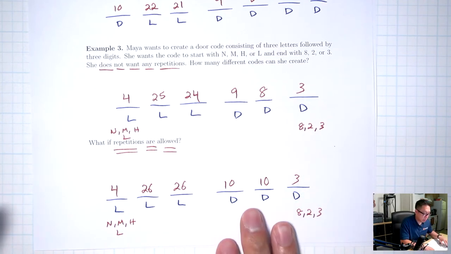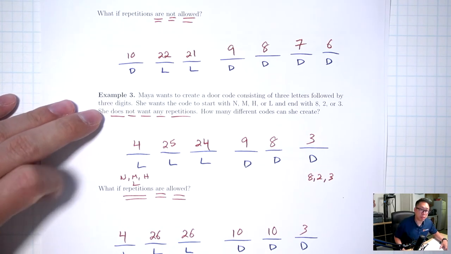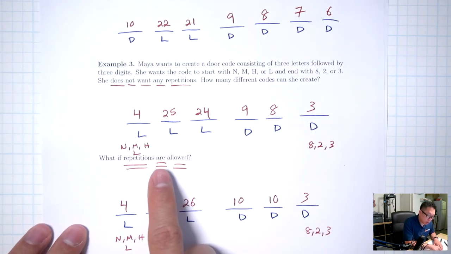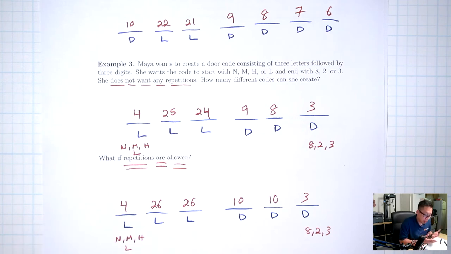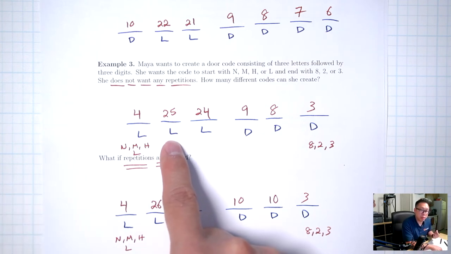Okay, so the point here is that you pay attention to whether you're allowed repetitions or not. If you are allowed repetitions, you're going to use the full number. If you're not allowed repetitions, you have to think a little bit and figure out how much you have to reduce by.